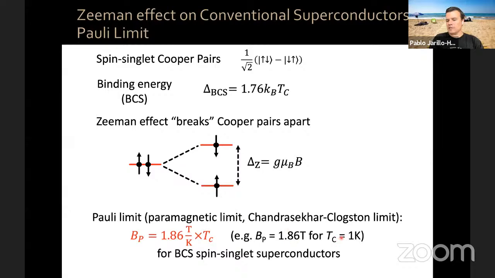So for a TC of one Kelvin, you expect superconductivity to be gone by 1.86 Tesla. And that again is for BCS spin singlet superconductors. So we can take our devices, which before we were measuring in a perpendicular magnetic field configuration, warm them up, and rotate the sample so that now we're applying a parallel magnetic field.